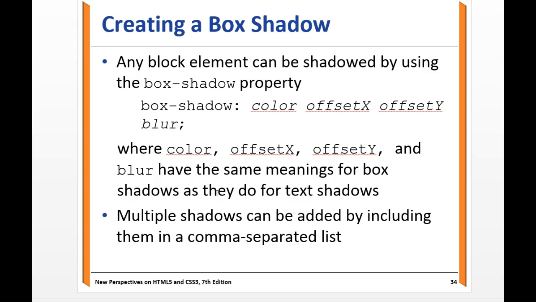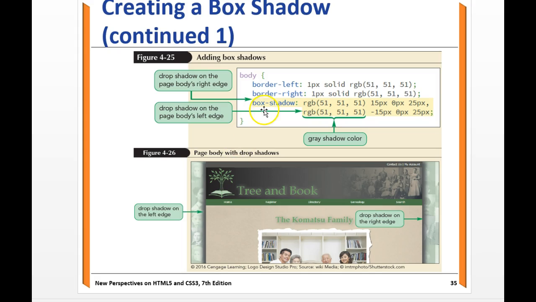Again, you can have multiple box shadows by using the comma separated list. So this works exactly the same as text shadow. This is an example of a box shadow that we have here. This is the color, the gray shadow color, and then you have the offset X, offset Y, and also blur. In the blur we have 25 pixels. Remember, the default is 0. So you need to play around with this type of box shadow to be able to create some shadows on your pages.